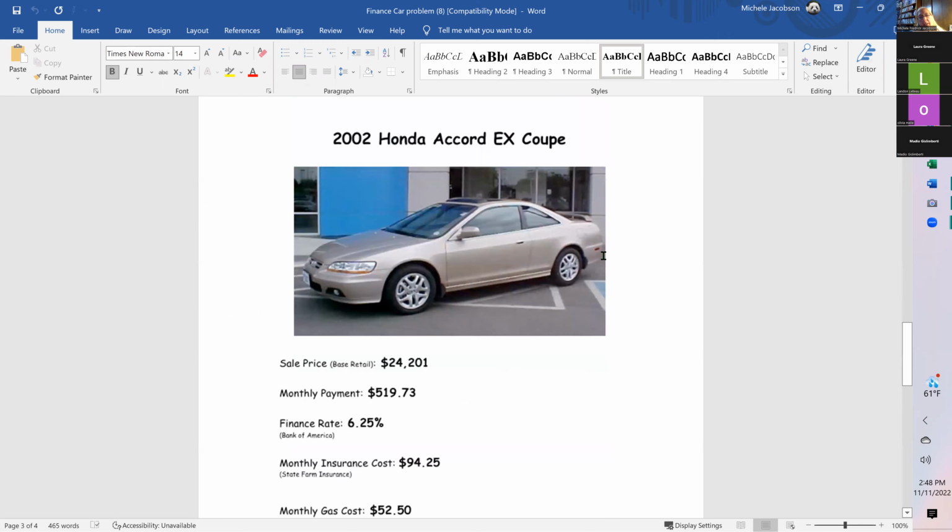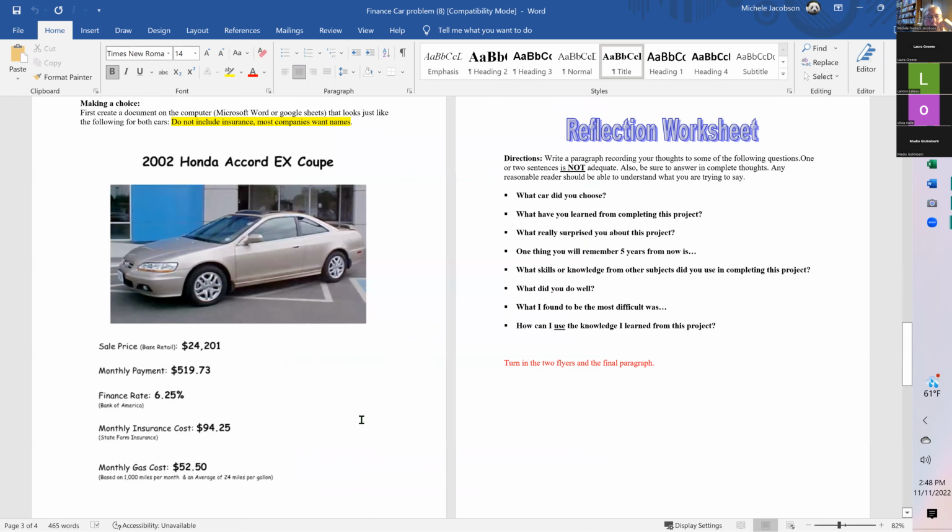When you are doing it, I guess that's good that it both came up. You'll do a sheet like this, a flyer for both cars. But remember, you don't have to show an insurance rate because most companies want to know all your private information. And then you'll have a paragraph that answers these questions. Any questions on that?